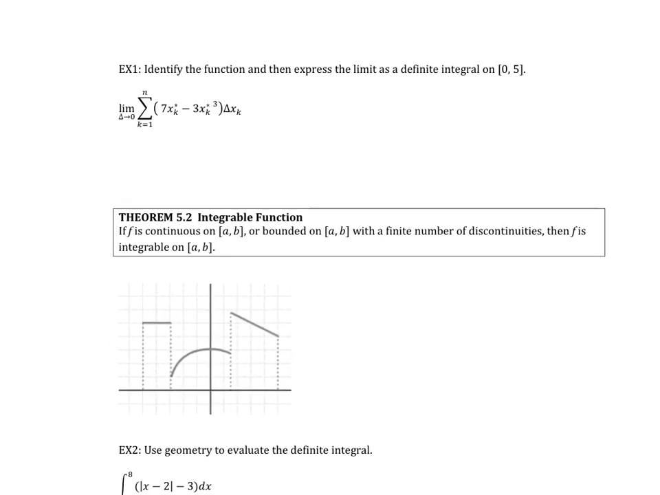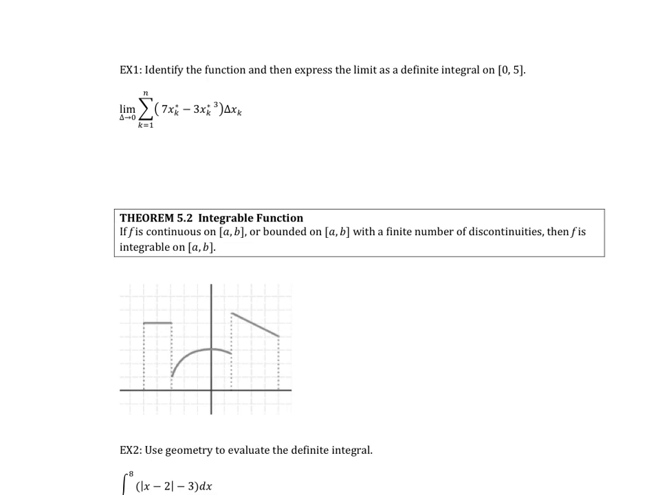So let's say that you have an expression and it's written as a Riemann sum. How do you change this to an integral? Well, first in example 1, it's saying that we're going to express this definite integral on the interval from 0 to 5. So a is 0, b is 5. This is going to be the integral from 0 to 5.